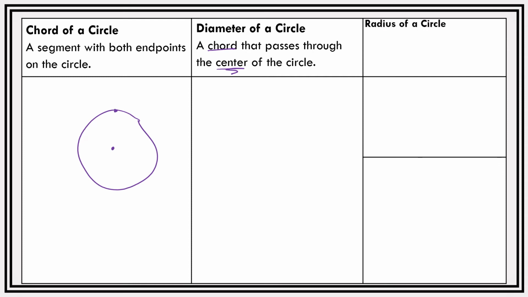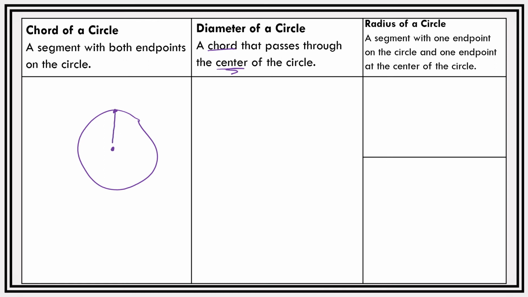Alright, cool. That's a diameter. Our last definition here is going to be a radius of a circle. Okay? Radius of a circle is a segment with one endpoint on the circle. So here's an endpoint on the circle, and one endpoint at the center of the circle. So for a radius, one of your endpoints is always the center of the circle. Okay? So look at this. Remember we had our diameter that went all the way across?